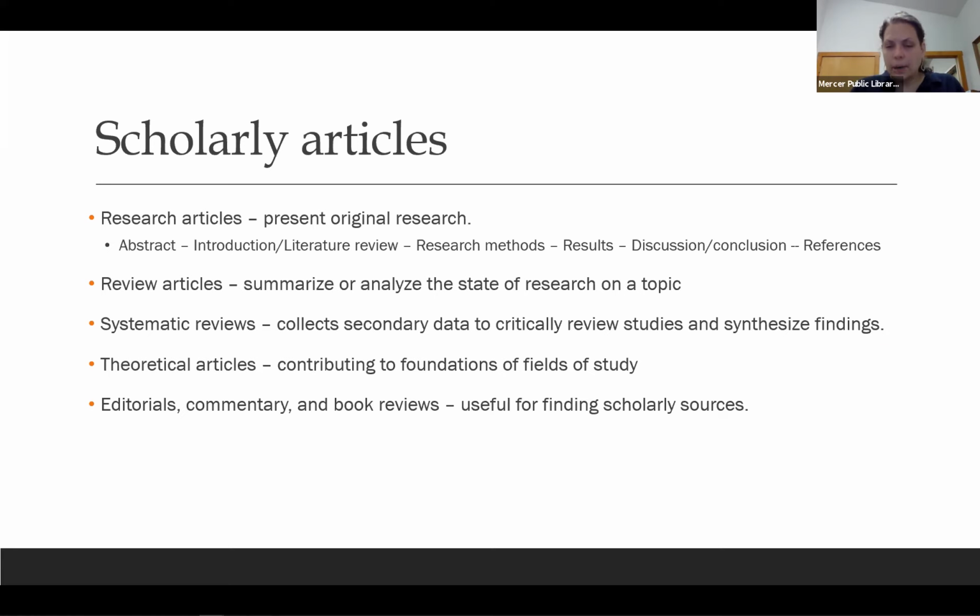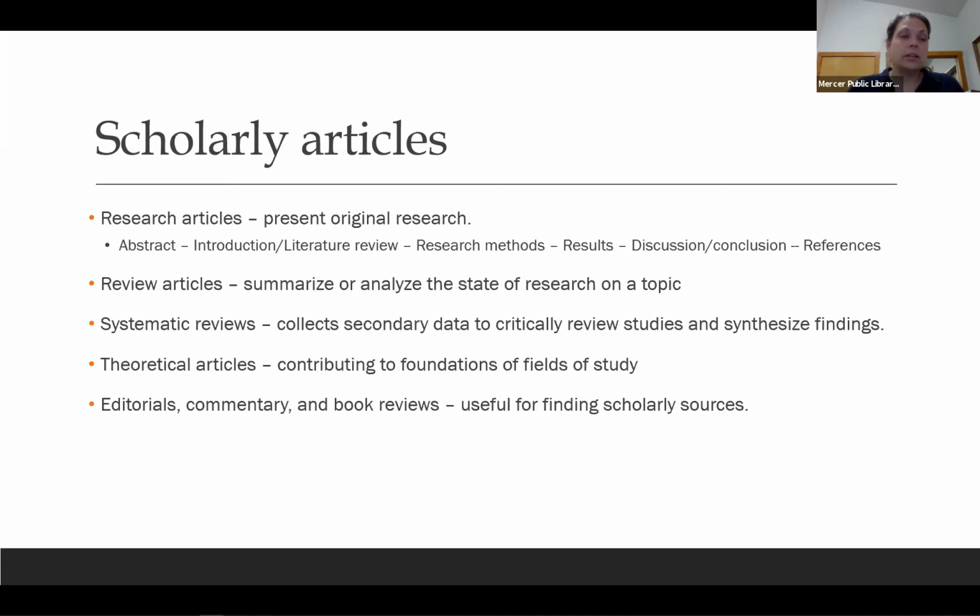Theoretical articles, these are articles that are written by people who are experts in their field, and they are introducing new concepts or frameworks or theories. They are not considered research articles, but they are really important to the field in that they can direct new areas of study, or they can propose new areas of study to the people in that field.